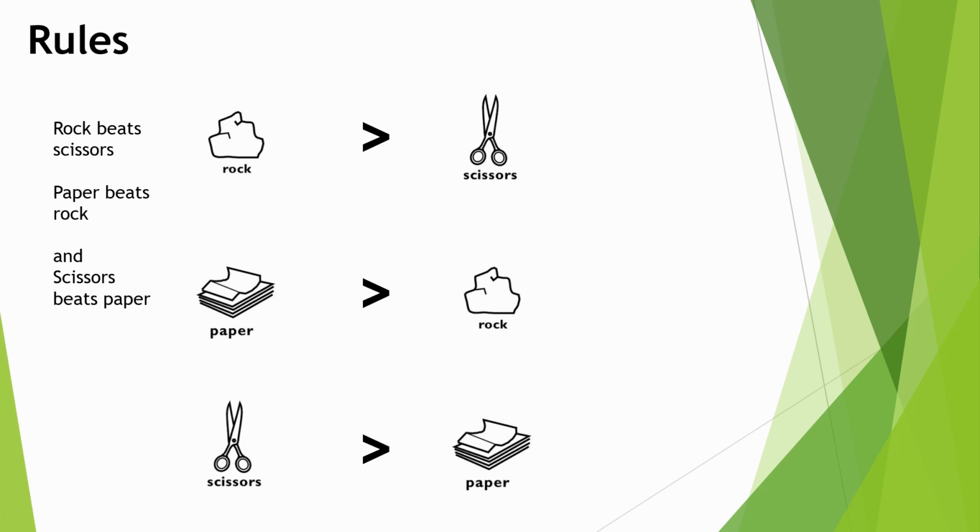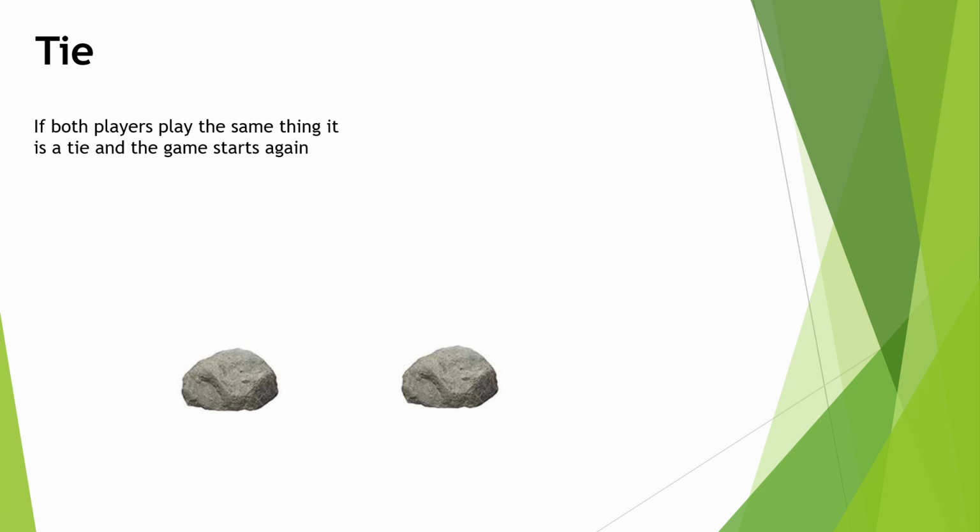Rules. For this game, rock beats scissors, paper beats rock, and scissors beats paper. If both players play the same thing, it is considered a tie, and the game starts again.